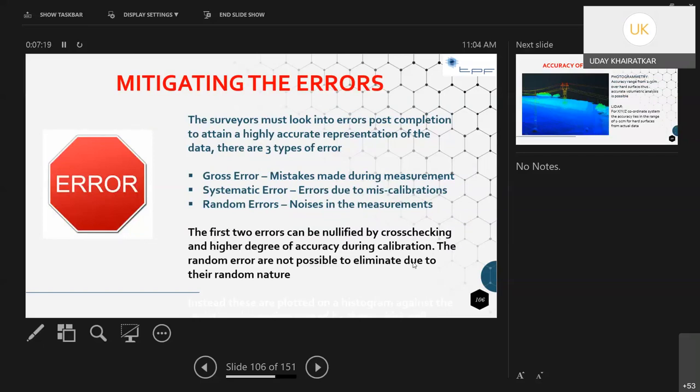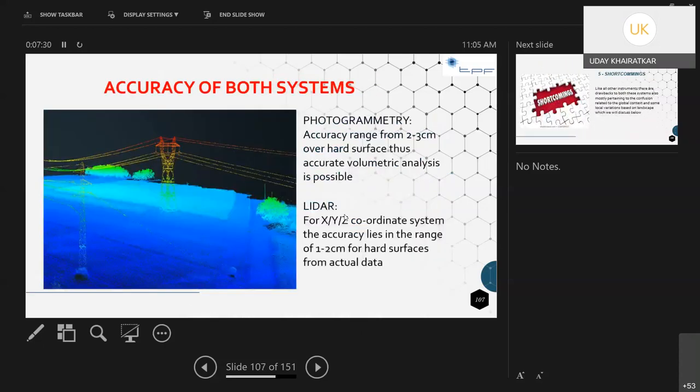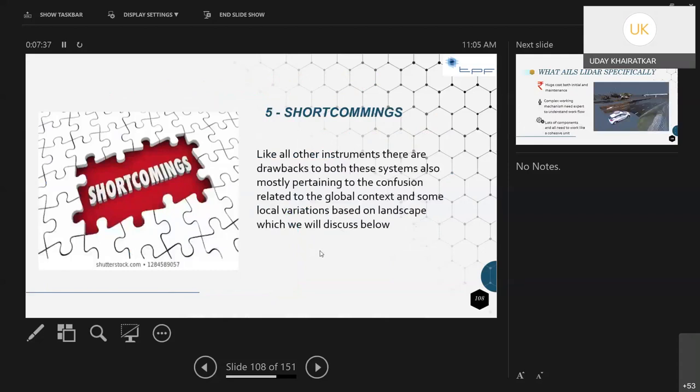The first two errors can be nullified by cross checking and a higher degree of accuracy during calibration. The random errors are not possible to eliminate due to their random nature. With a photogrammetry camera, the accuracy ranges between 2 to 3 centimeters, whereas in LiDAR it is between 1 to 2 centimeters. Like all other instances, there are drawbacks to both these systems, mostly pertaining to confusion related to the global context and some local variations based on the landscape, which we'll discuss below.